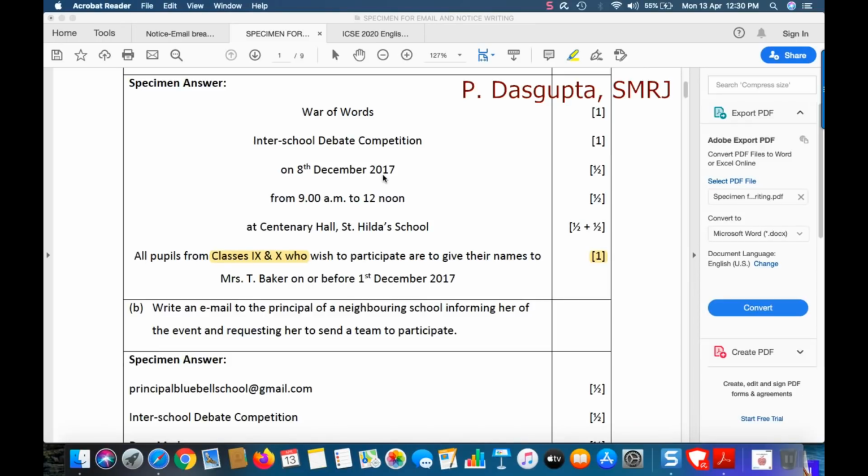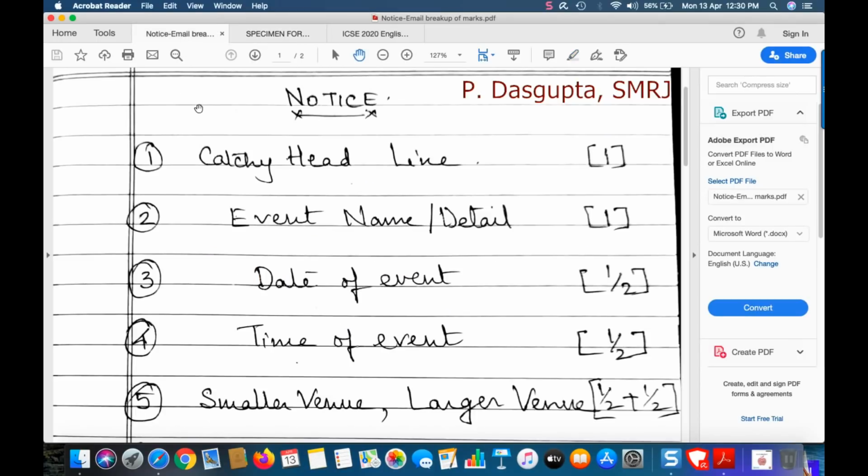I'm sure you have your notebooks with you. Take it out and write this down. This is basically the breakup of the notice marks. Once you do it in this way, you will not miss any of the marks in your exam. First is we are doing the notice. Number one is a catchy headline.